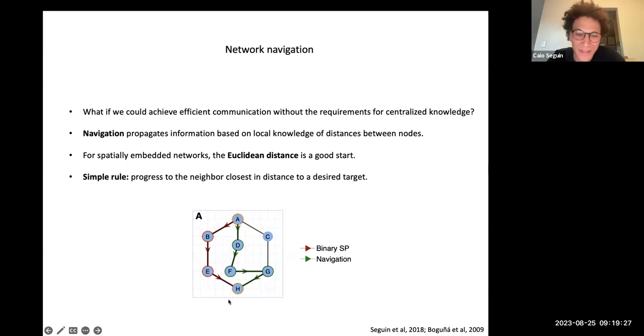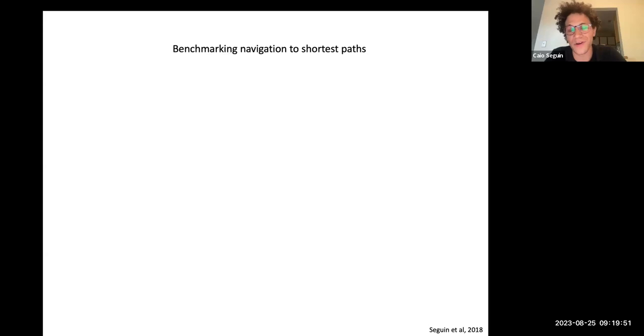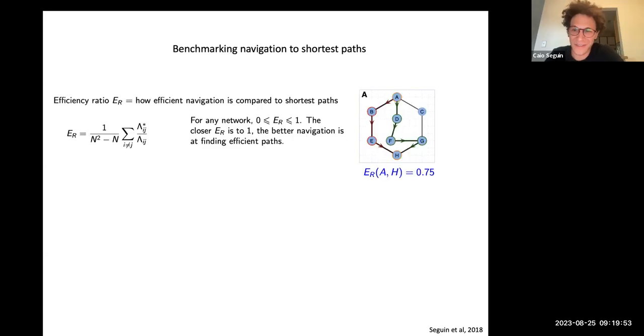So here's a little example. Here we want to go from A to H. The shortest path from A to H is in red, like this, A, B, E, H. So that's 3 hops in the network. But the navigation path, instead of going to B, you go to D, because D is closer to H than B. So you go A, D, F, G, H. So that's the difference between the shortest path and the navigation path.